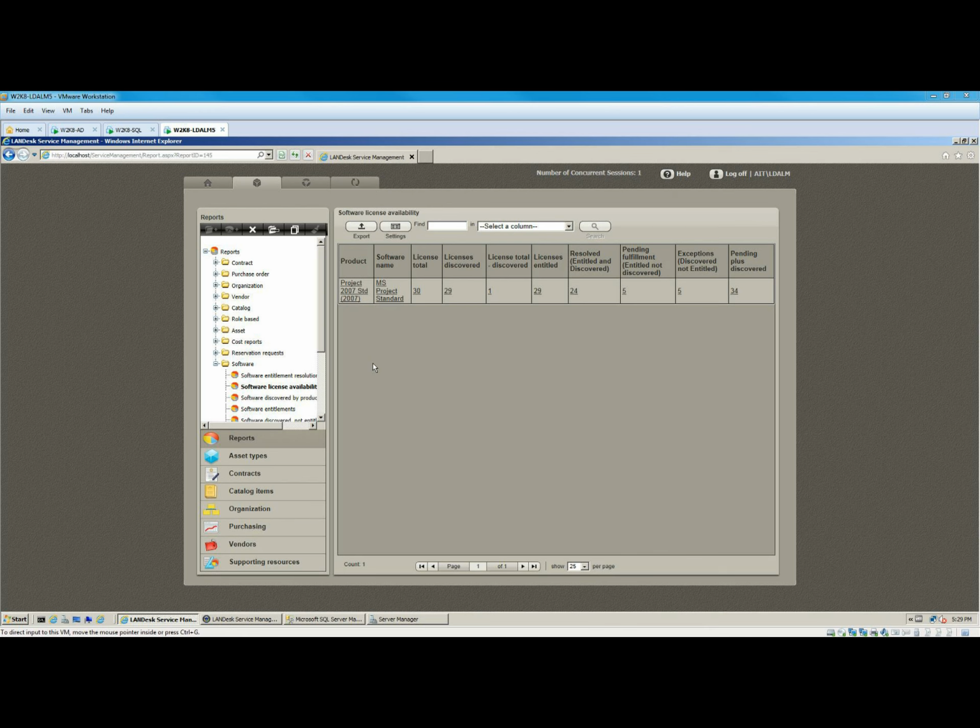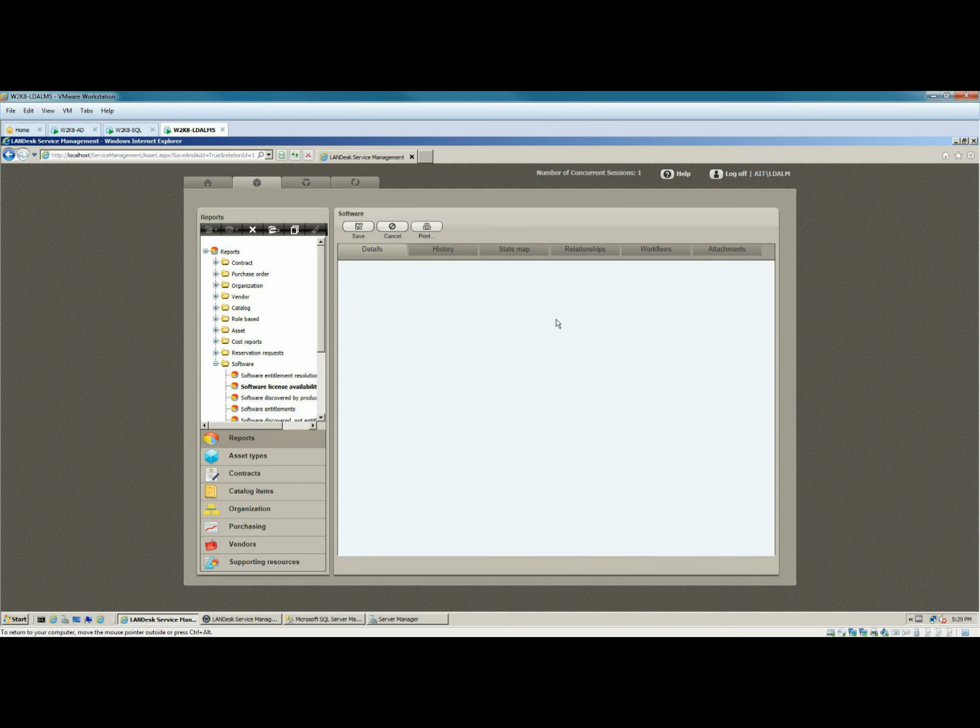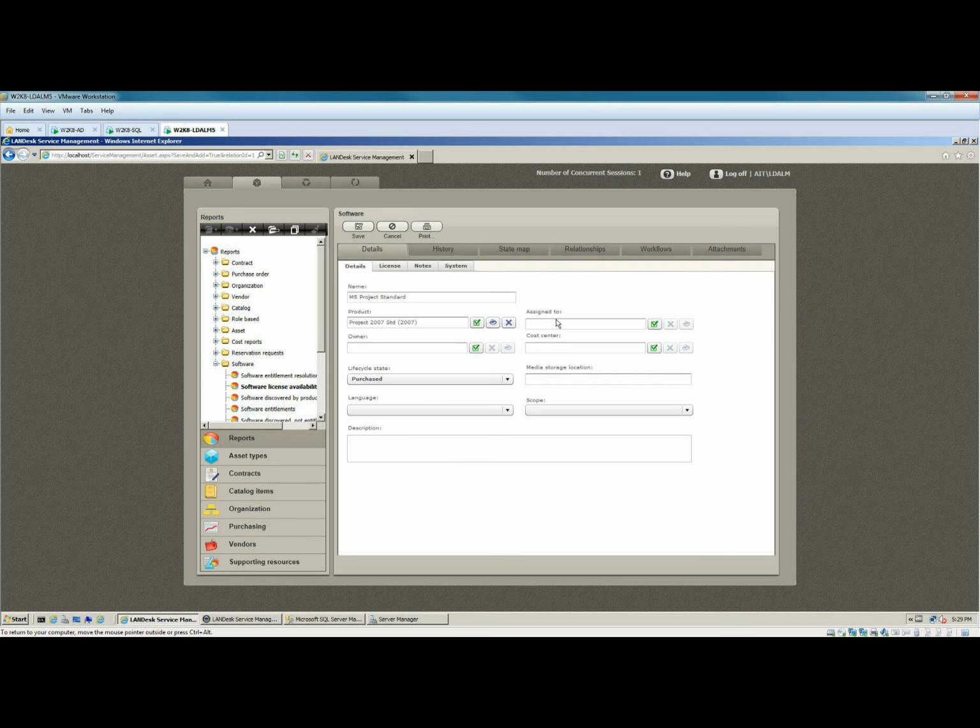Going straight to the software license availability screen, we find out that, yes, we agree with the 30 licenses, 29 being discovered, the supposed 1 that was left over, and we talk about the concept of entitlement. In this particular case, there were 29 of them entitled.